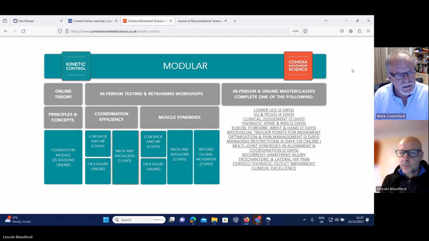The synergies take us into looking at the building blocks of movement, and then we want to evaluate them in terms of the global stabilizer efficiency, and then the mobilizers that work with them. So we look at the patterns and try to assess, are the stabilizers efficient, and if they're not, how to retrain that.